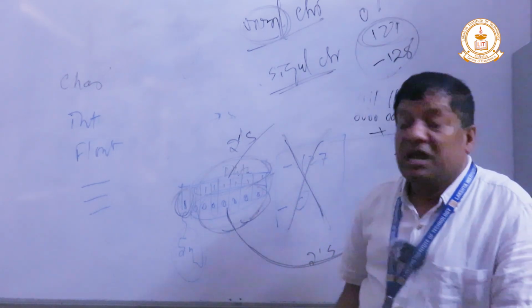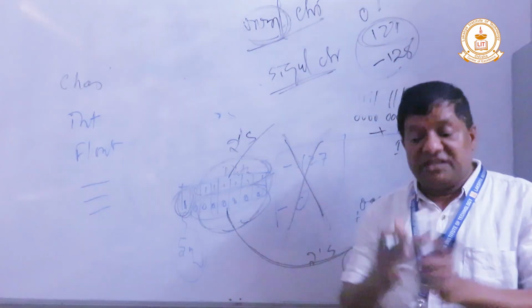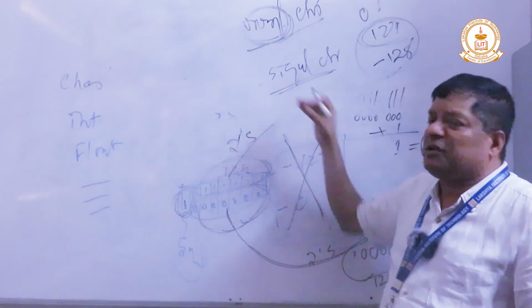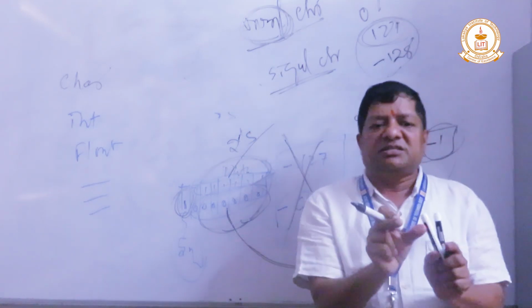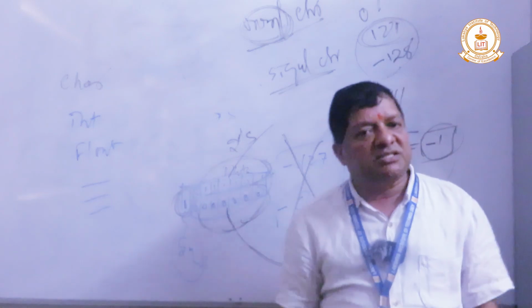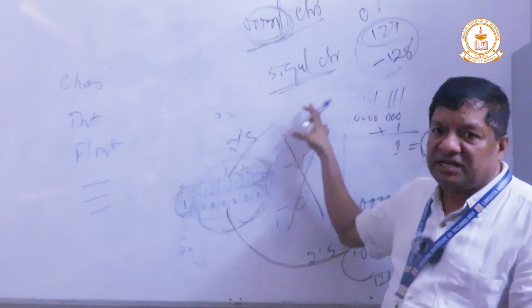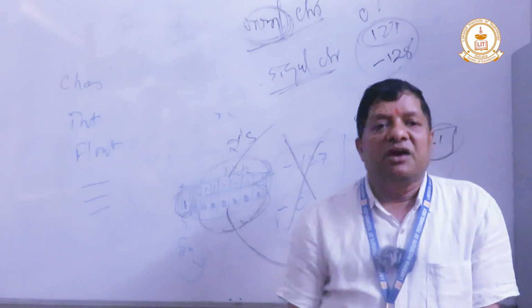It is an interview question. Which modifier doubles the range of a data type? The answer is the unsigned modifier. If you write unsigned before any data type, the positive range of the data type becomes double. So this is all about the character data type. Next I am going to explain what is integer type.